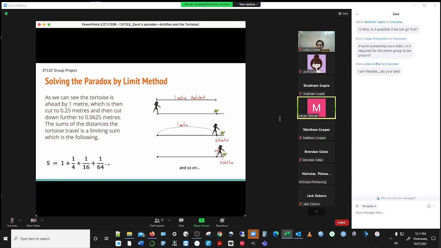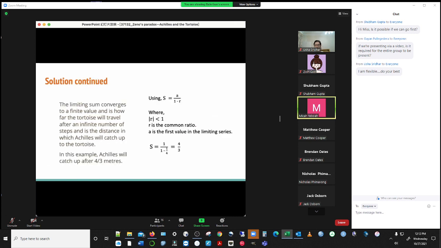From this, it is evident that an infinite sum is forming, taking the form of the sum of 1 over 4 to the n from n equals 0 to infinity, which gives us 1 plus a quarter plus a 16th and so on. The limiting sum converges, and to find a finite value, we can use the limiting sum formula, S equals a over 1 minus r, where r is the common ratio and a is the first value in the series. From this, we obtain a value of 4/3 meters, which is the sum of the series after an infinite number of steps, and concludes that after 4/3 meters, Achilles will catch up to the tortoise.